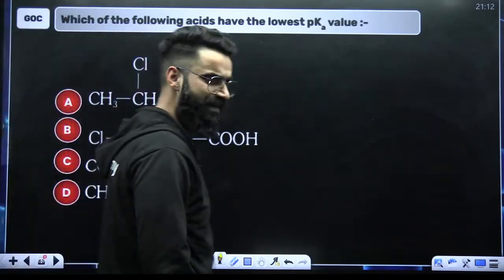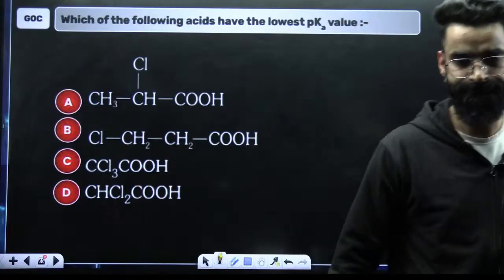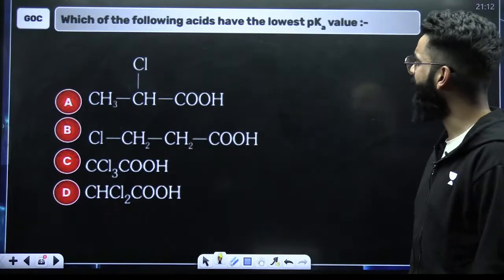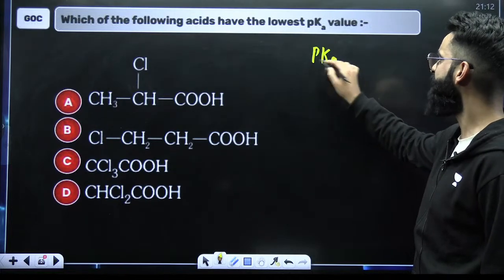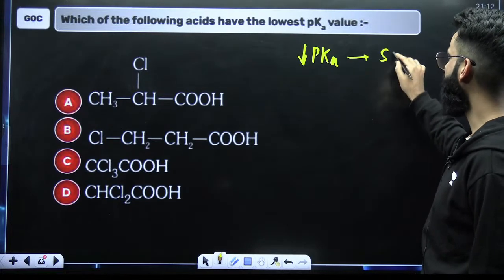Now, this is something which I believe all of you can easily solve. What do you think? Which of the following acids has the lowest pKa? Lowest pKa means maximum acidic strength.